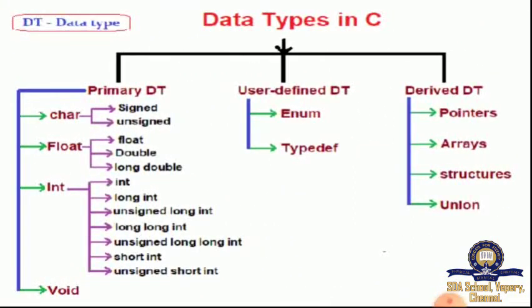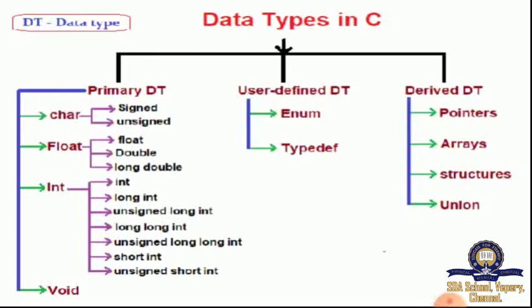Data types in C: primary data type, user defined data type, derived data type. Primary data type is classified into character, float, integer and void. User defined data type is classified into enum and type definition. Derived data type is classified into pointers, arrays, structures and union. In the primary data type, character type is classified into signed and unsigned. Float data type is classified into float, double and long double.